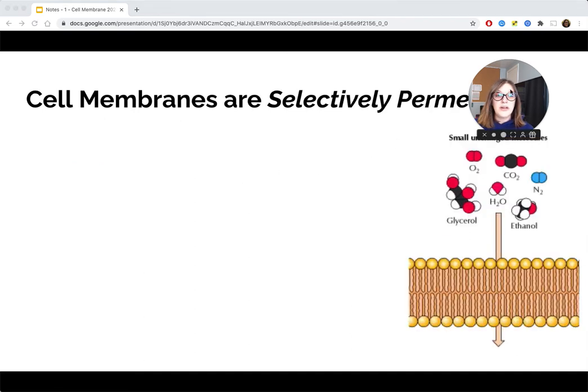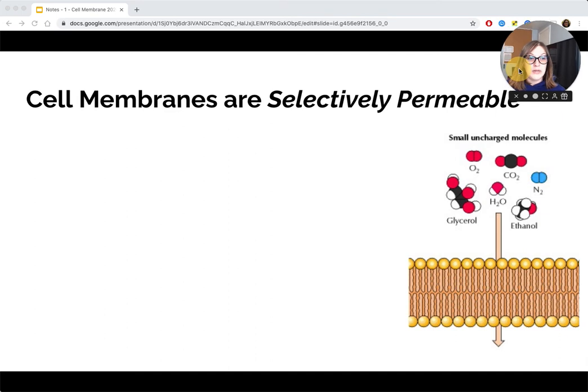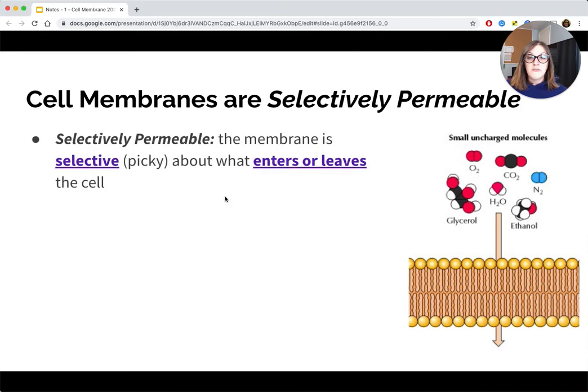Cell membranes are what we call selectively permeable. Selectively permeable, well, let's break that down. Selective permeable means that the membrane is selective or picky about what can permeate, or enter or leave, the cell. So for example, I'm selective about the food I eat. That means I'm picky about what I eat. And the cell membrane is the same way. It is picky about what can go through it.